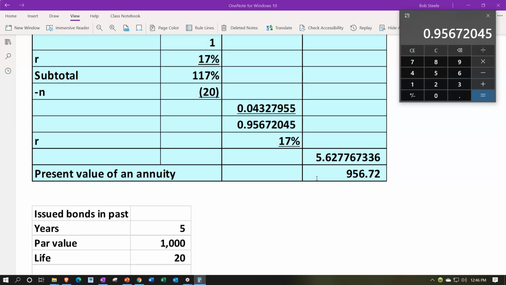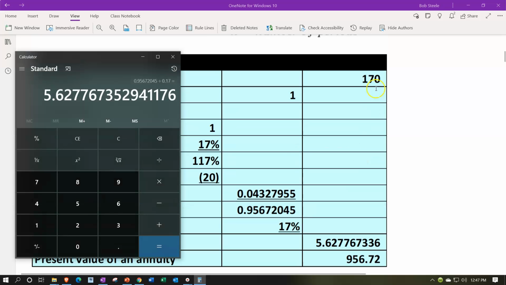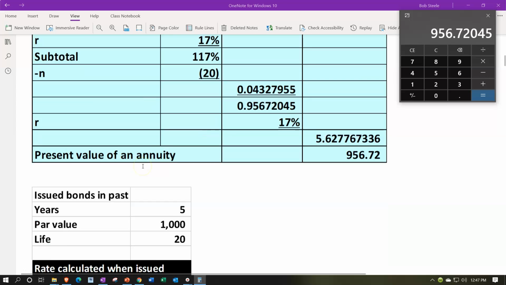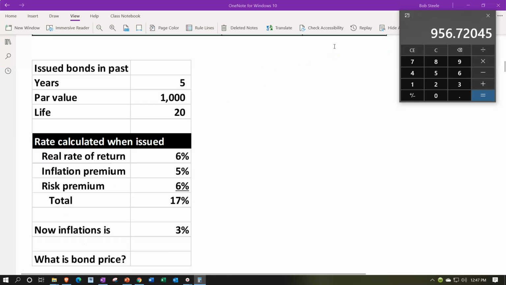That's 0.9567245 divided by 0.17, and making that a little bit larger, we got the 5.6 and so on. Taking that, multiplying times the 170, we get the 956.72 and so on. So there's the present value of the annuity. Then we need the present value of the 1,000. But before we get there, we're going to calculate this one a few different ways.